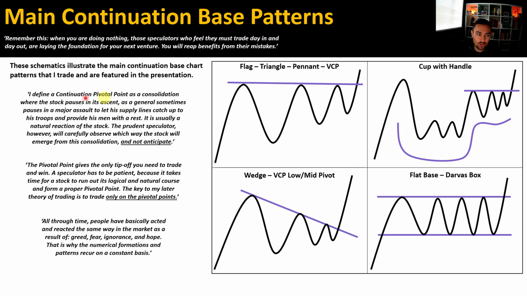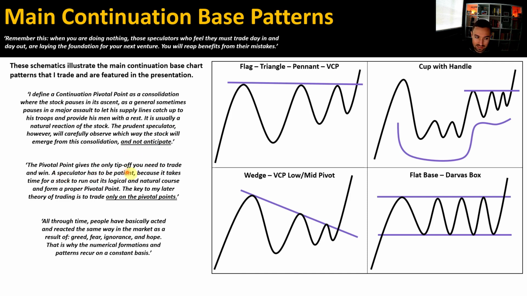I define a continuation pivotal point as a consolidation where the stock pauses in its ascent, as a general sometimes pauses in a major assault to let his supply lines catch up to his troops and provide his men with a rest. So that period of rest, consolidation in the context of that powerful phase 2 uptrend. So these chart patterns and variations of chart patterns that you see are in the context of a powerful phase 2 uptrend. The prudent speculator, however, will carefully observe which way the stock will emerge from this consolidation and not anticipate. The pivotal point gives the only tip-off you need to trade and win.